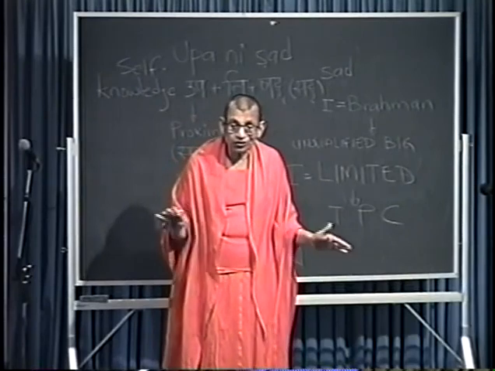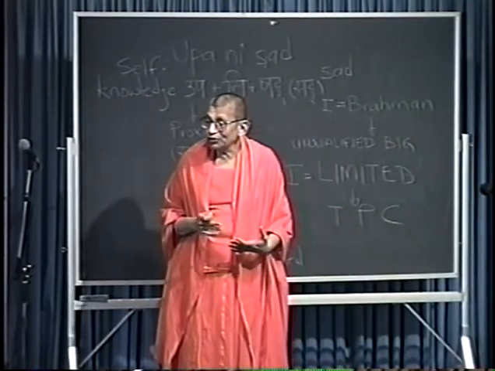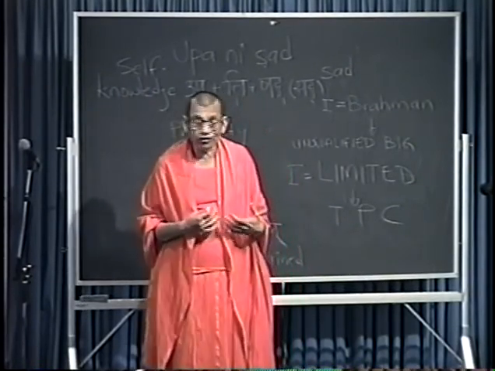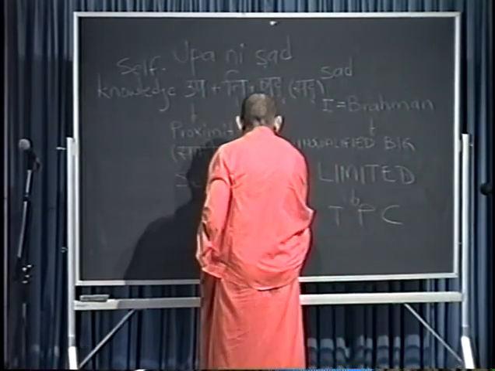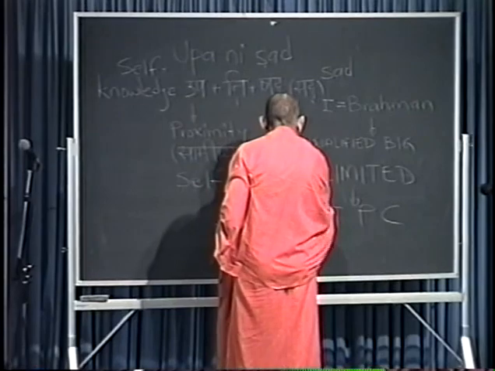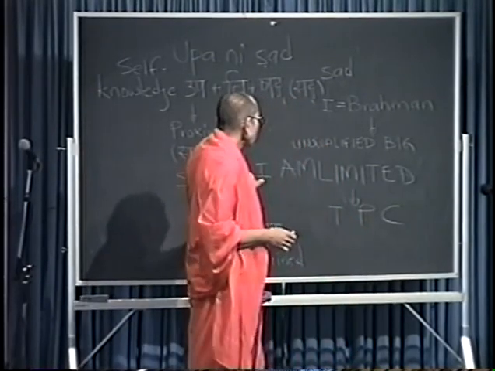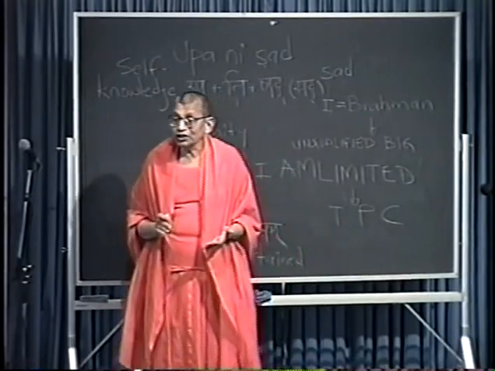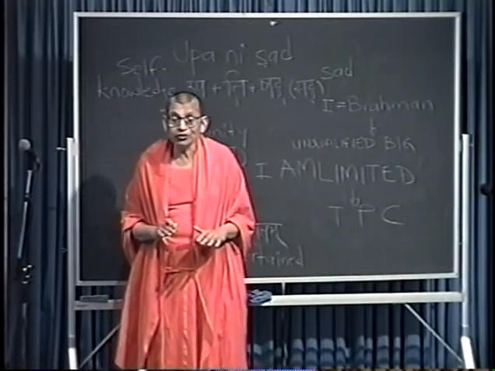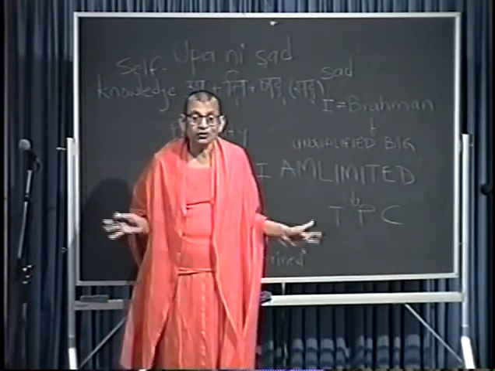Two things belonging to the same locus and two things belonging to different locus. Right now for me, when I say I am limited, then I and limited are in the same locus. Upanishad says that they are not in the same locus. In fact, they are in different locus.